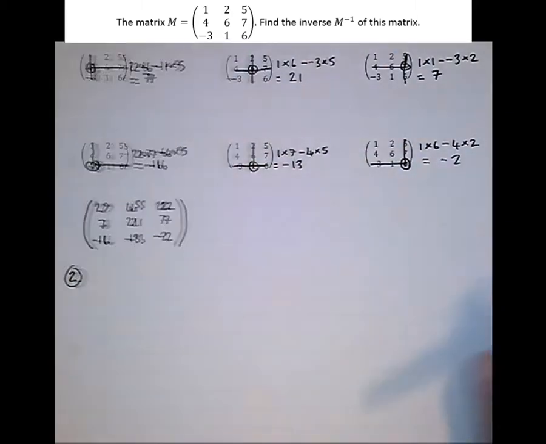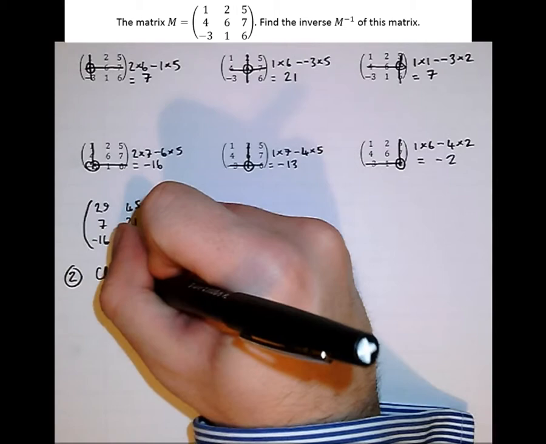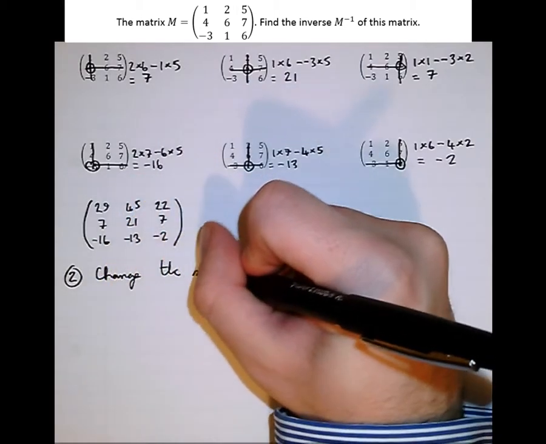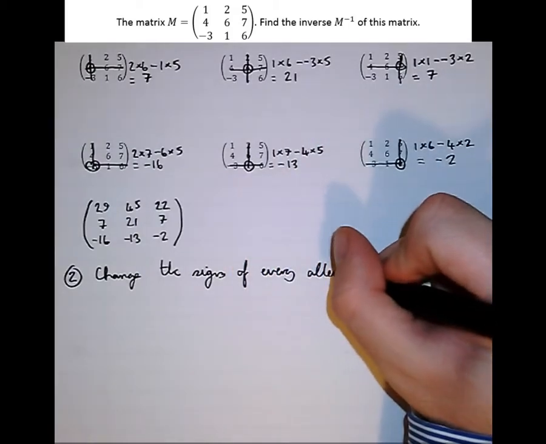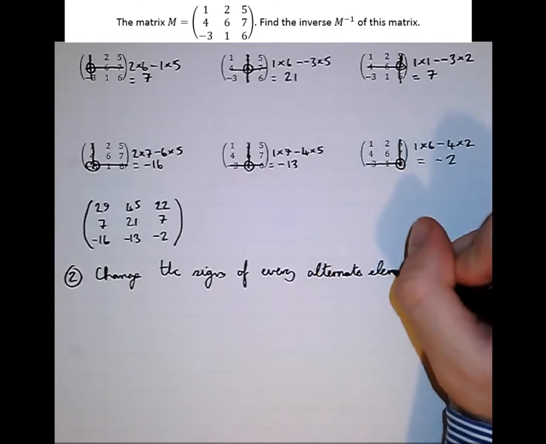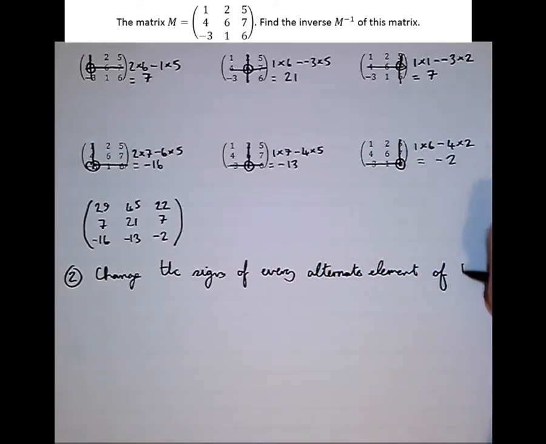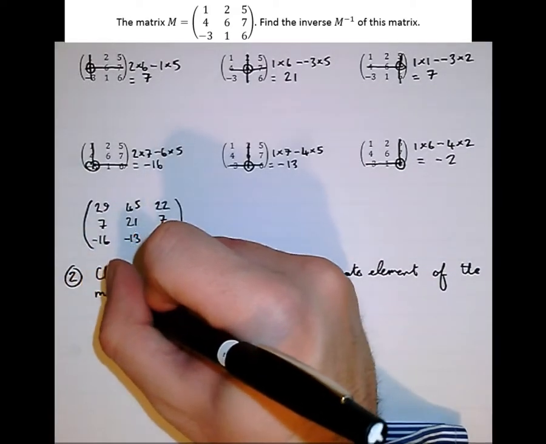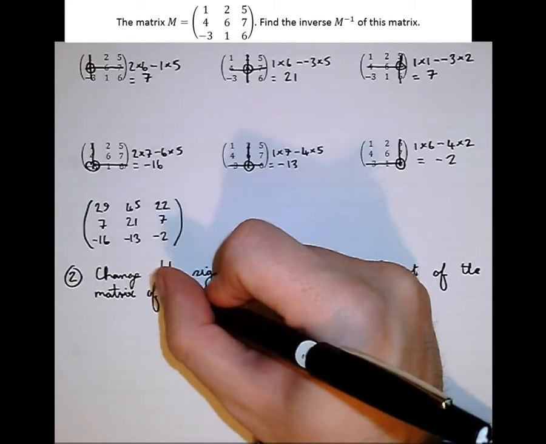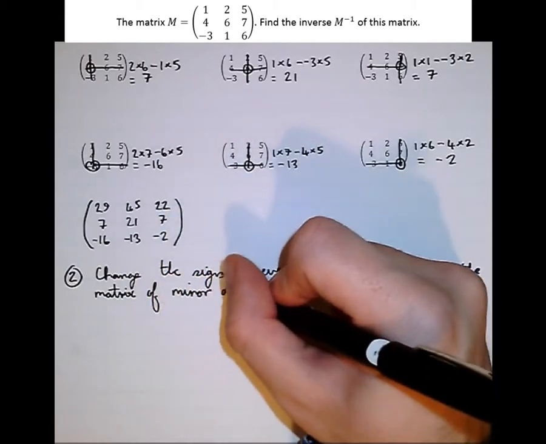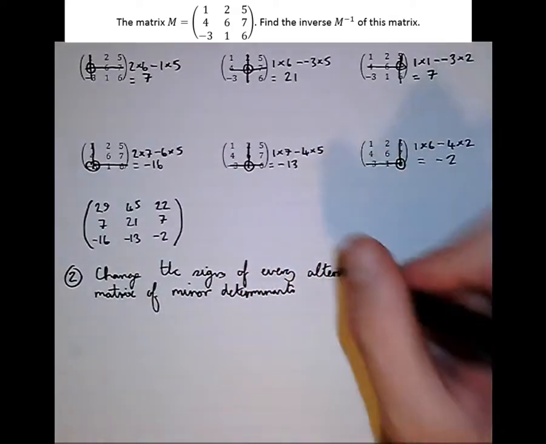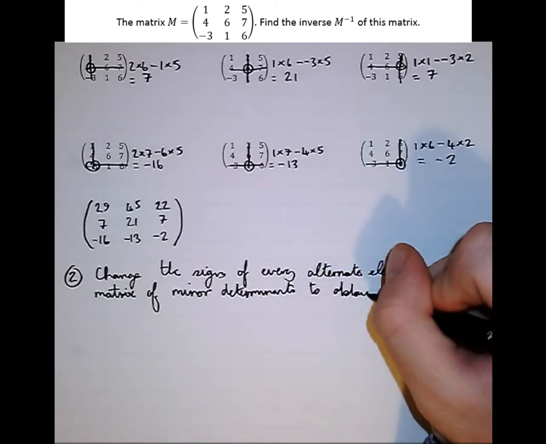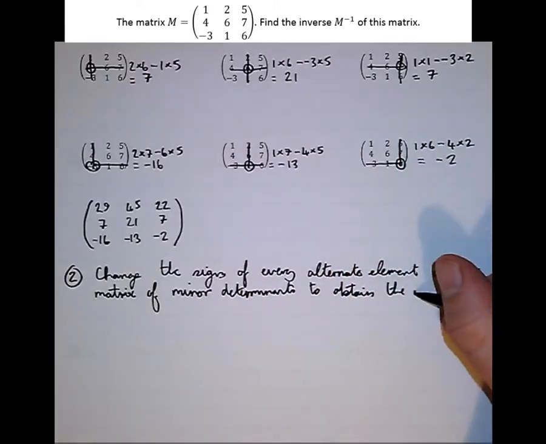Step 2: change the sign of every alternate element of the matrix of minor determinants to obtain what's called the matrix of cofactors.